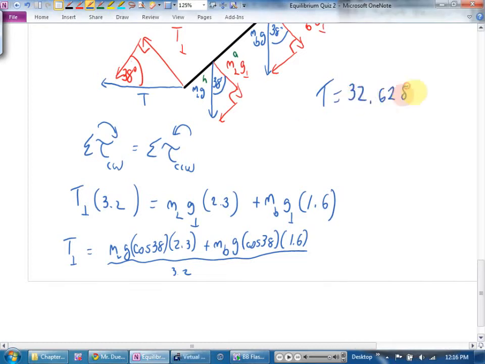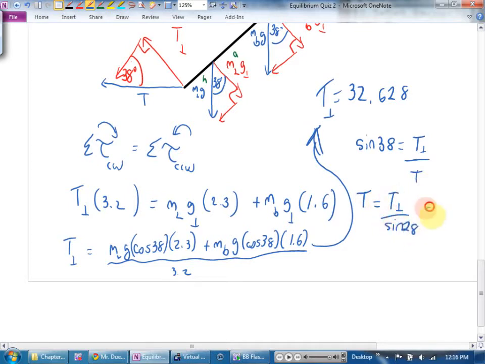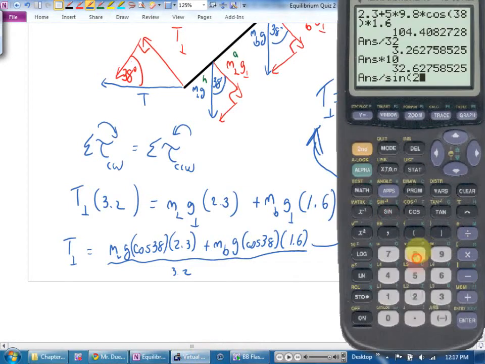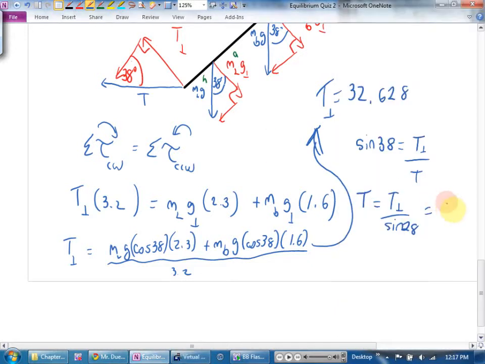But that's tension perpendicular. Tension, let's see, which trig function? Opposite, hypotenuse, sine 38 equals perpendicular over tension. And again, you may have noticed that it's almost always sine to find the tension from the perpendicular. Not always, usually. Tension is going to be perpendicular divided by sine 38. Let's go back to where I started from here, divided by the sine of 38. Tell me you get 53. Woohoo! 53 newtons.